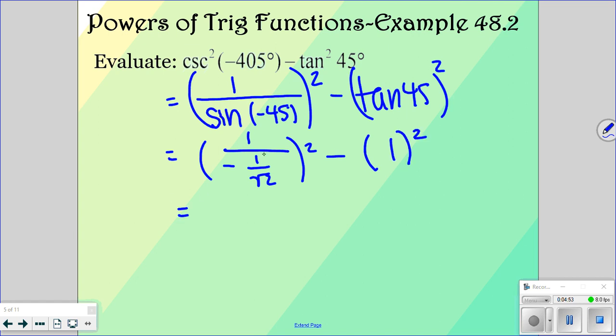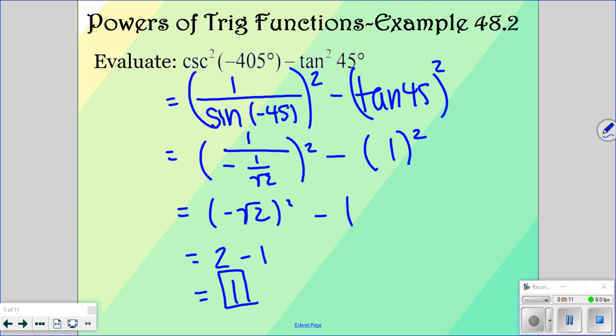So the reciprocal here is going to be negative square root of 2. 1 squared is just 1. And then negative square root of 2 squared is positive 2. Minus that, 1 gives you an answer of 1. So that would be your answer for that one.